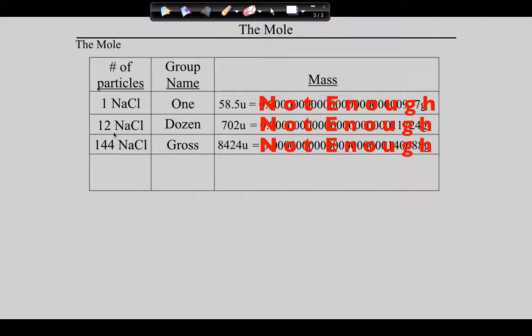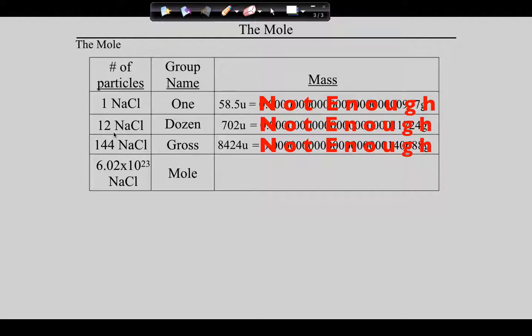The question is this: how many salt molecules do we need in order to have enough that we can weigh them in lab? And it's not 1, and it's not 12, and it's not 144. How many is it? 602 septillion. Guys, this is how many salt molecules that we need in order to have enough to weigh. 602 septillion. Now, guys, check this out. Don't look away. Just like a dozen is 12 and a gross is 144, guess what? 602 septillion also has a name. It's called the mole.